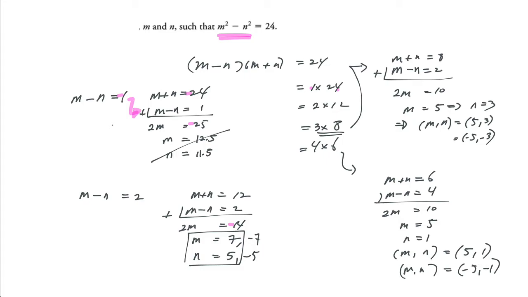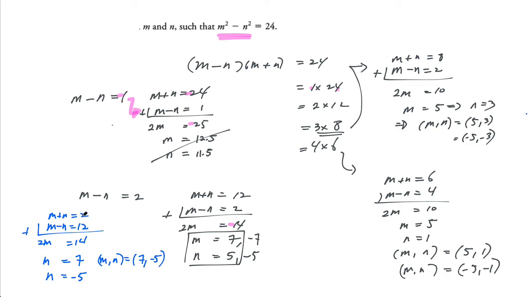Now, another possibility that we should consider is that instead of m minus n taking the smaller value, it takes the bigger value. So it's 12, and this is the smaller value, because it will still multiply to positive 24. What happens then? Okay, m is equal to 7. If m is 7, n is equal to 2 minus 7, so it's -5. So you actually get a different pair. Okay, so it's 7 and -5.